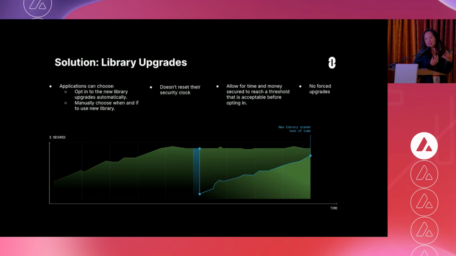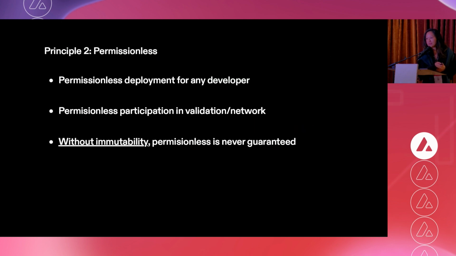So it puts the security back in the hands of the developer. What you see right here is that with library upgrades, it doesn't reset the security lock. These are still immutable contracts, and it allows for the time and money secured to reach a threshold that is acceptable before developers choose to opt in. No forced upgrades. At no point can our team rug your protocol. And that's the way that cross-chain messaging protocols should be designed, in our opinion.